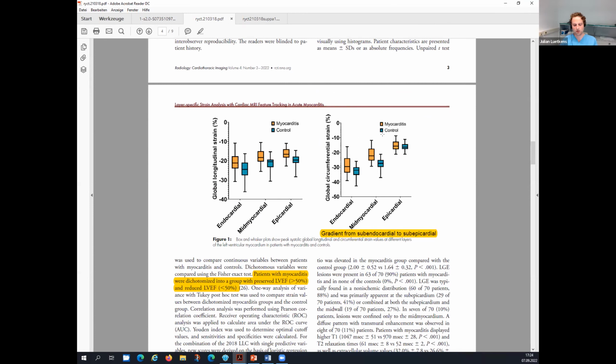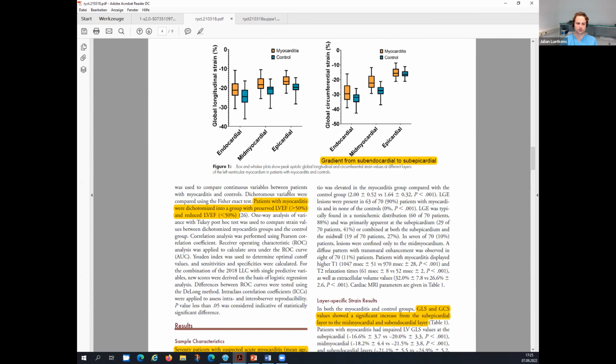And what we can also already maybe see here is that the group discrimination, for example for the circumferential strain, is best at the mid-myocardial level. You can see that there is no overlap of the boxes, which is the case for the endocardial and the epicardial strain. When we look at the longitudinal strain, we see that the group discrimination is best for the epicardial global longitudinal strain.